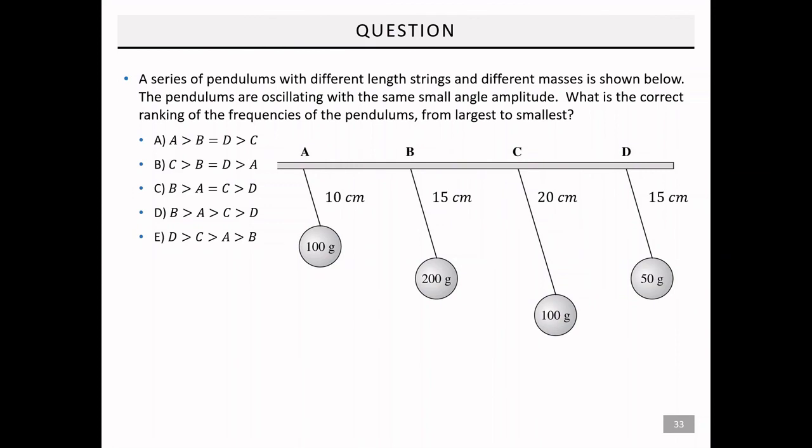And here's our last question for this lecture. Basically, the setup is that you have 4 different pendulums. They are all swinging with the same small angle amplitude, so they're all exhibiting simple harmonic motion, and they all have the same amplitude, but the length of the strings are different and the masses attached to the strings are different. So the question is, what are the correct rankings for the frequencies of the pendulums, starting at the largest and going to the smallest?